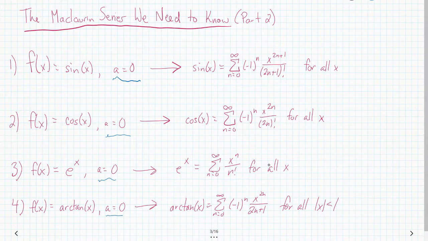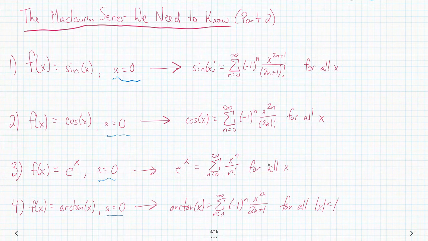And then to see one where the interval of convergence isn't all values, arctangent of x, for example, is the summation n equals 0 to infinity of -1 to the n, x to the 2n plus 1 over 2n plus 1, for all absolute value of x less than 1. That means the radius of convergence actually equals 1 in that case. So there's a few values.